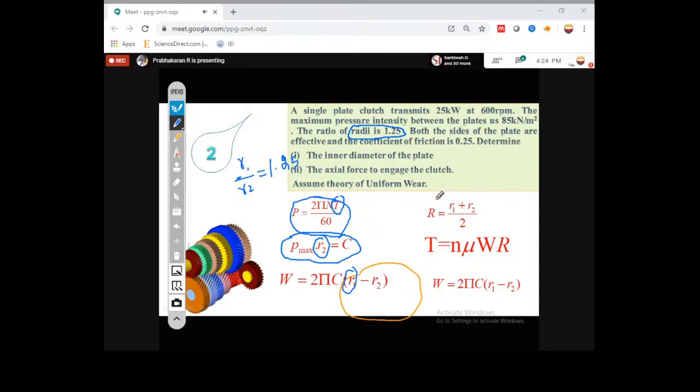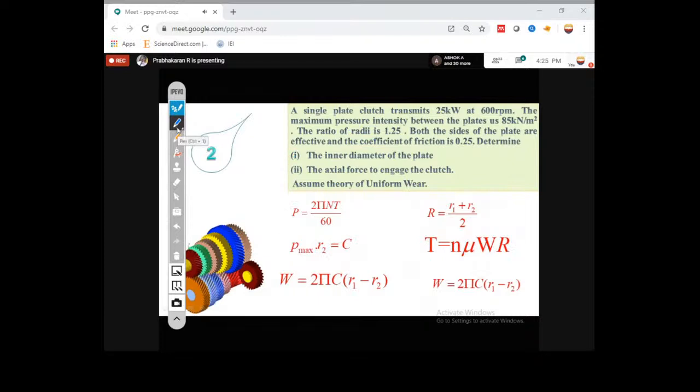So next one is there. For R, here I'm going to assume the uniform wear theory. So here also, R1 I'm going to write in terms of R2, and the R value will be obtained in terms of R2. Finally I'm going to substitute here: N equal to 2, mu equal to coefficient of friction, W equal to some value in terms of R2, and R equal to some value in terms of R2. Finally, from this relation we know the torque value, so you can find out R2 here. If you have found R2, you can substitute in the relation and find out R1. If you found R1 and R2, you can substitute here and find out your total axial force.